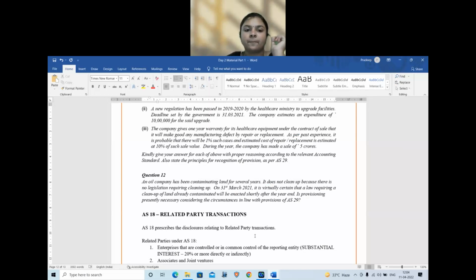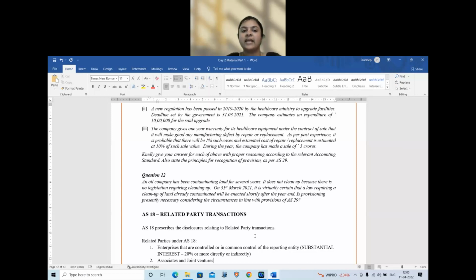Okay. Any doubts in question number 11? Is the question clear? Question 12. An oil company has been contaminating land for several years. It does not clean up because there is no legislation requiring cleanup. On 31st March, it is virtually certain that a law requiring cleanup of land already contaminated will be enacted shortly after the year end. Is provisioning required?